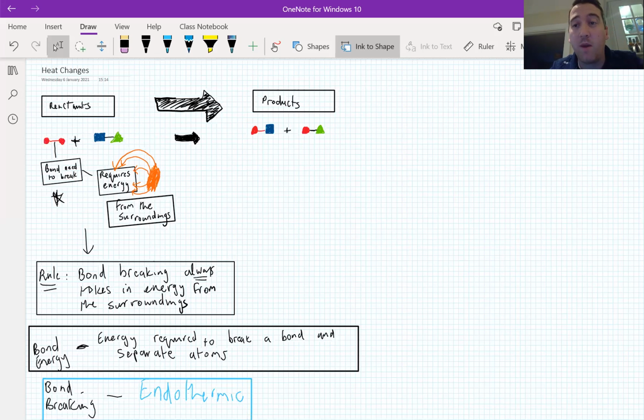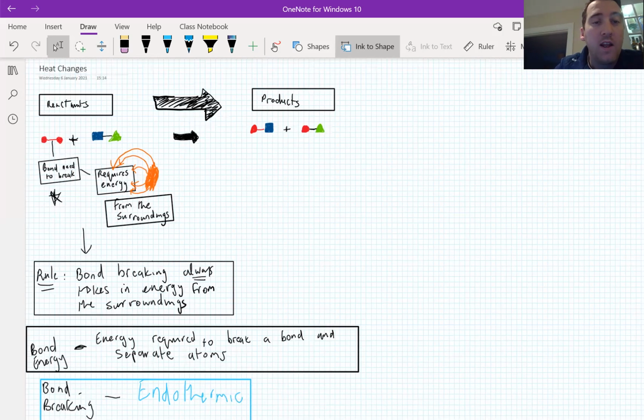What does endothermic mean? 1, 2, 3, speak your answer to the screen. I'm hoping you said that endothermic means the reaction takes energy in from the surroundings, or energy is transferred in to the system from the surroundings. Well done if you said that.